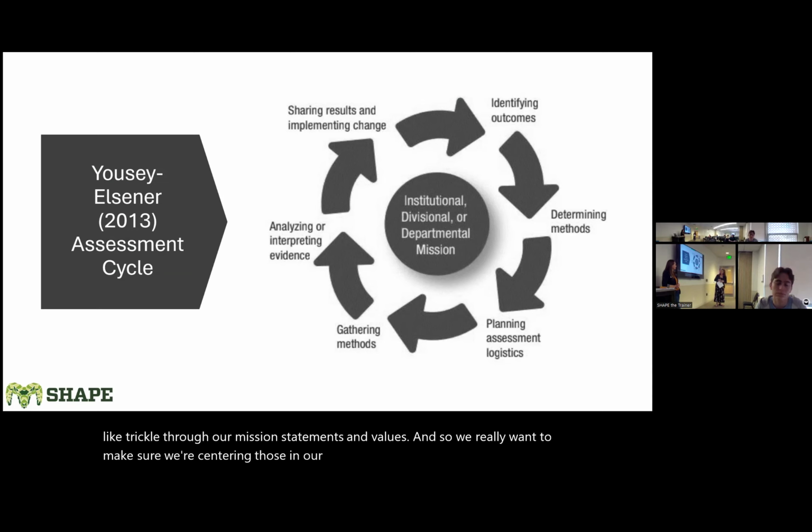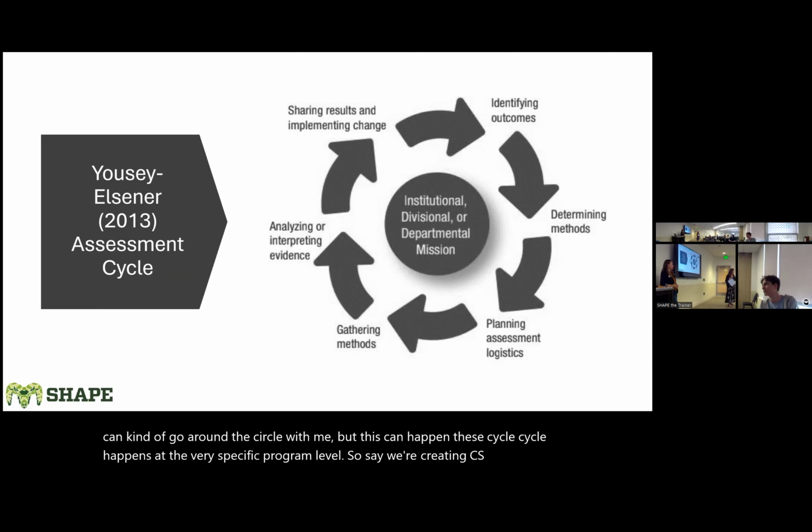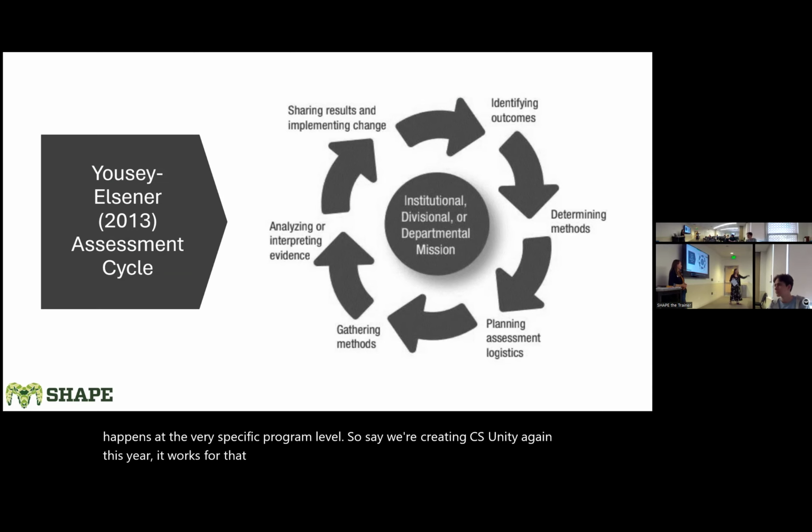And just quickly, you can go around the circle with me, but the assessment cycle happens at the very specific program level. So say we're creating CS Unity again this year. It works for that cycle. It works for an academic year cycle. It works for an entire unit versus one very small nugget of a unit. So it's really universal in terms of how we operationalize assessment.